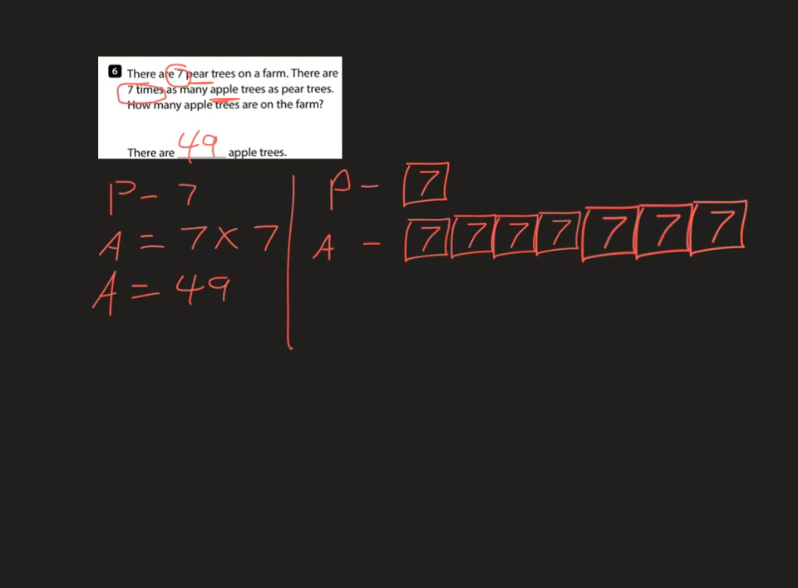Alright guys, so now we can see that my apple equals 7, 14, 21, 28, 35, 42, 49. We have 49 apple trees, and that is 1, 2, 3, 4, 5, 6, 7 times as many as 7.